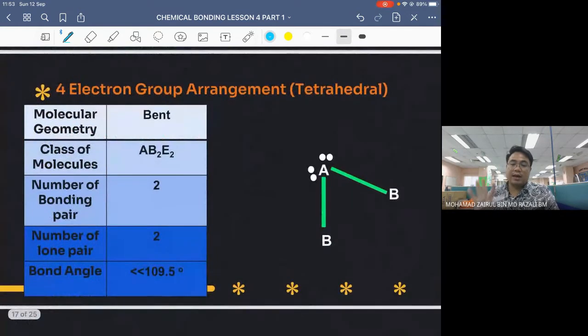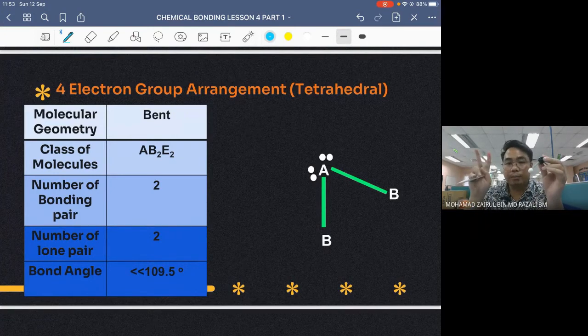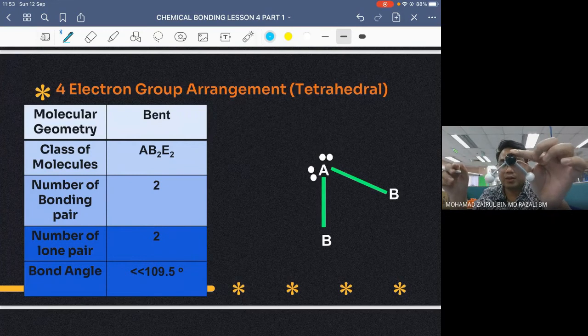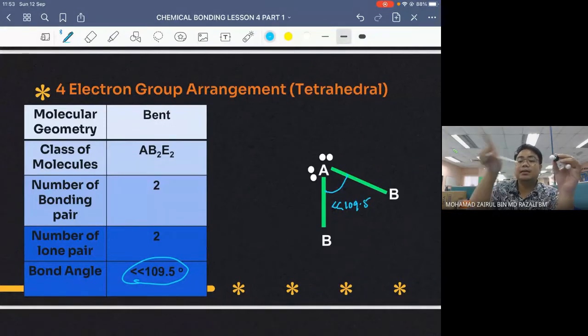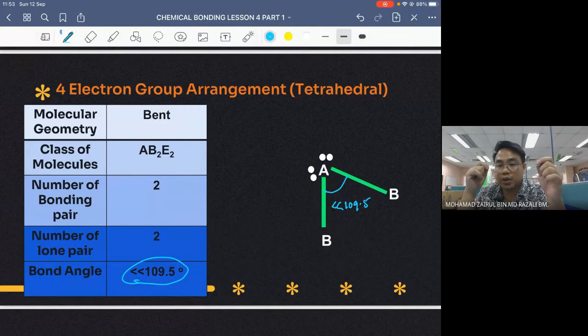So now, let's say kalau saya masih ada 4 electron group arrangement, tapi saya remove lagi satu bonding pair. So maknanya awak akan ada 2 lone pair dan ada 2 bonding pair. So maknanya akan ada bertambah lagi satu lone pair. So kalau awak tengok bentuk dia, kita boleh panggil sebagai bent ataupun kita boleh panggil dia sebagai V shape. Dan angle dia akan lagi-lagi rendah daripada 109.5. So this angle between this is less than 109.5. Dan angle dia akan lagi rendah daripada angle dekat trigonal pyramidal.